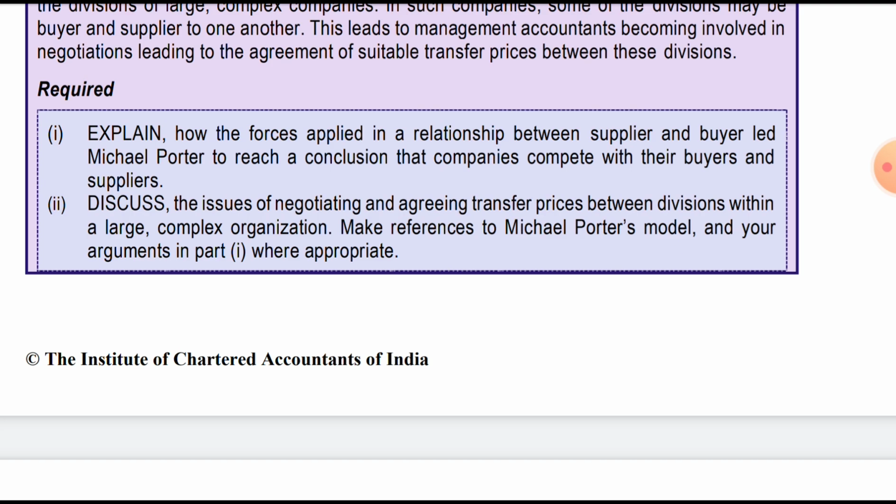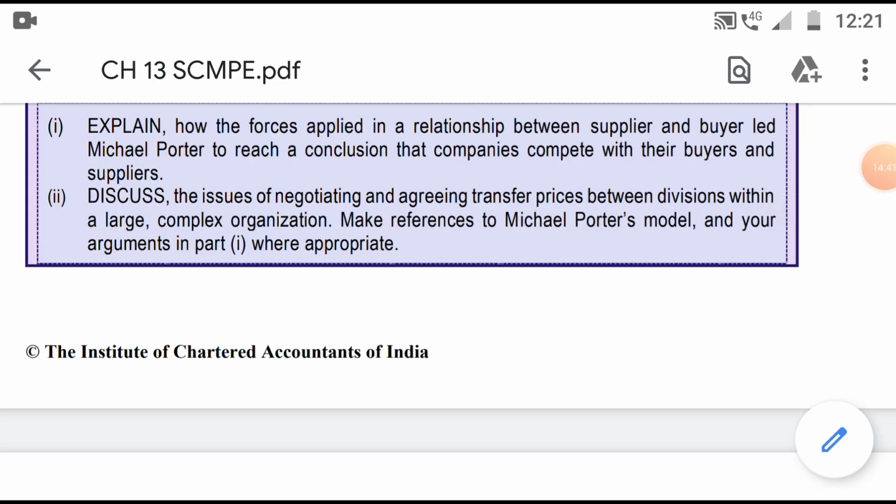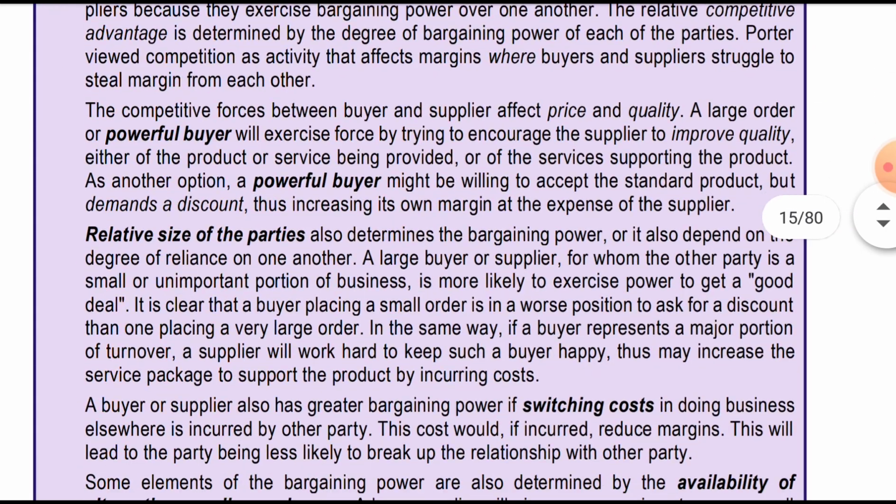The second part says negotiating and agreeing to the transfer pricing between the divisions within a large and complex organization, and make a reference to Porter's five forces and your argument in part 1 where appropriate.